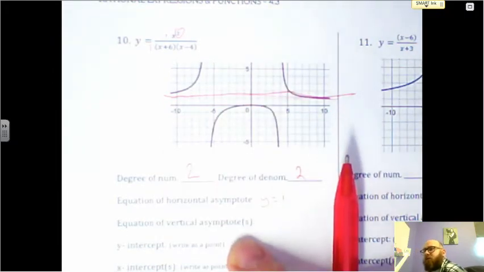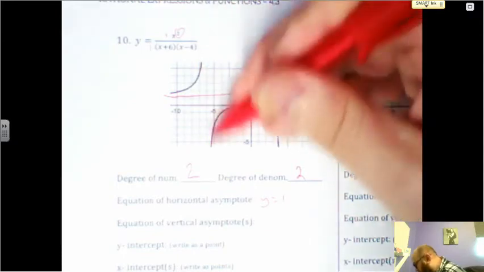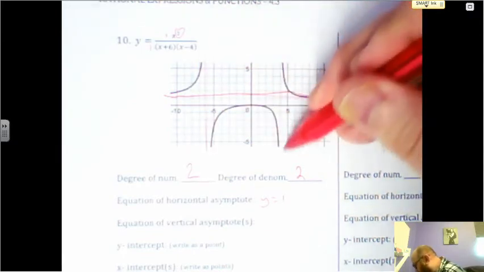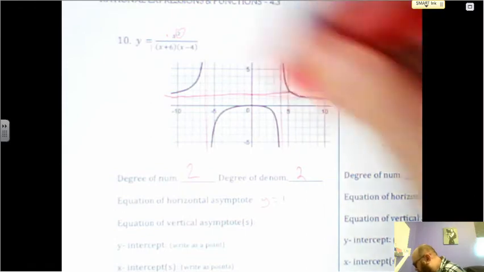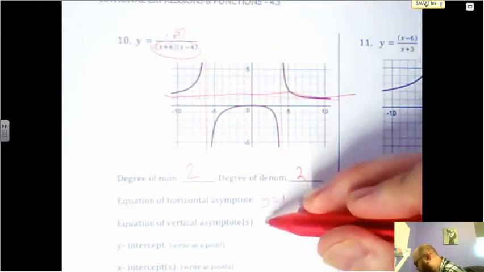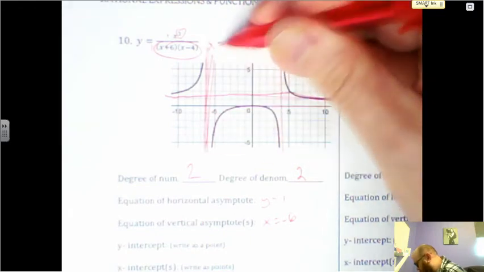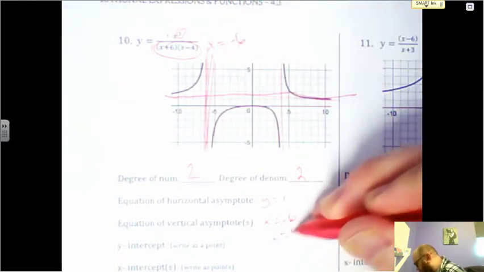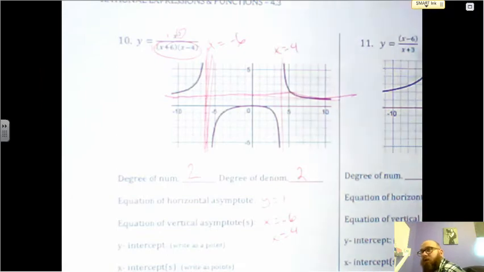And then it asks us for the equation of the vertical asymptotes. We can hazard guesses where they are, but it's even easier to look at our denominator to know that x equals -6 and x equals 4 are going to be those asymptotes.